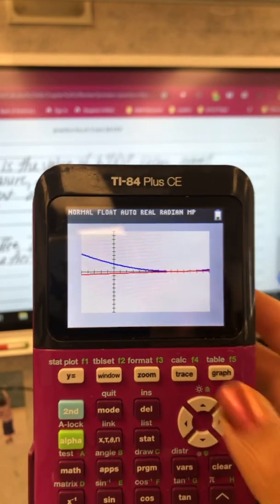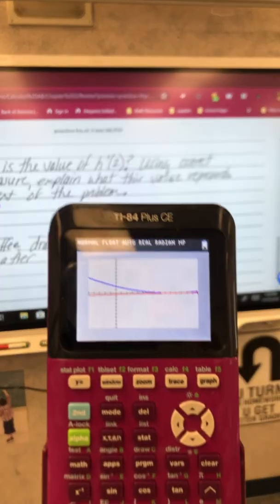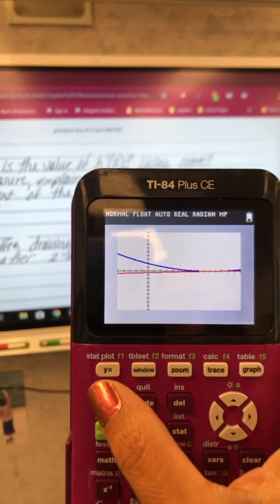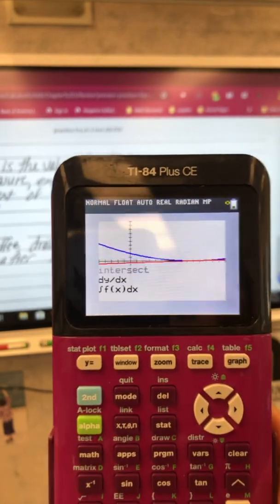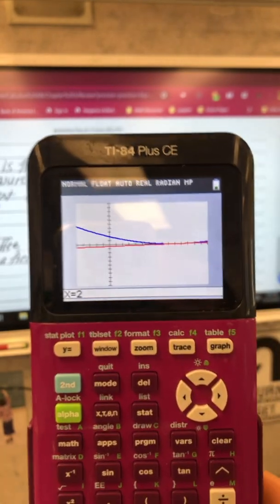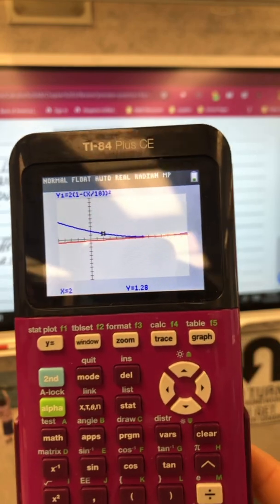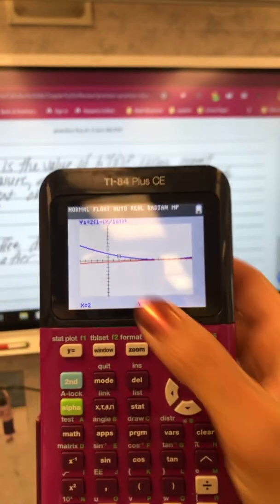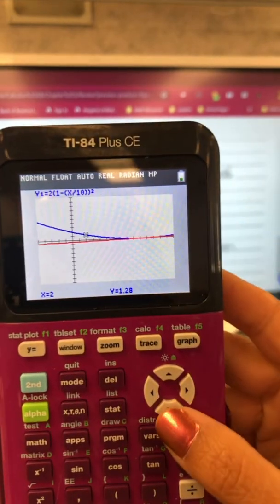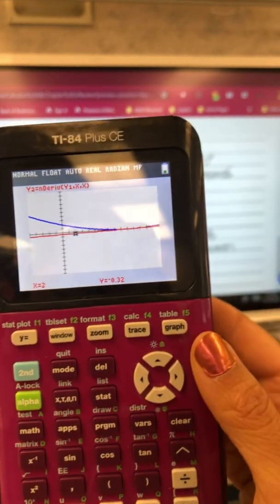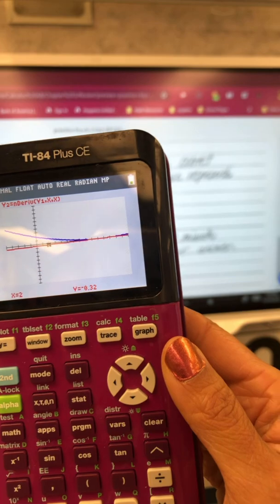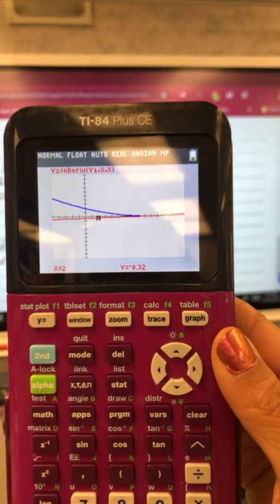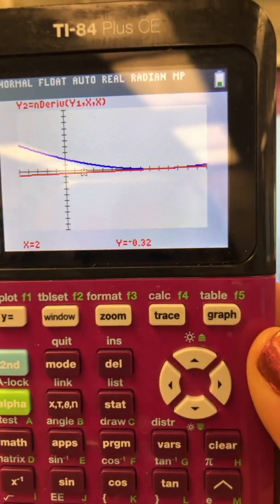Now I need to calculate h prime of 2, so I need an x value of 2. So second calc, 1 for value, x equals 2, hit enter, and I get 1.28. Oh, but that's the blue, that's y1. I need the derivative function. There we go. Negative 0.32, can you see it?